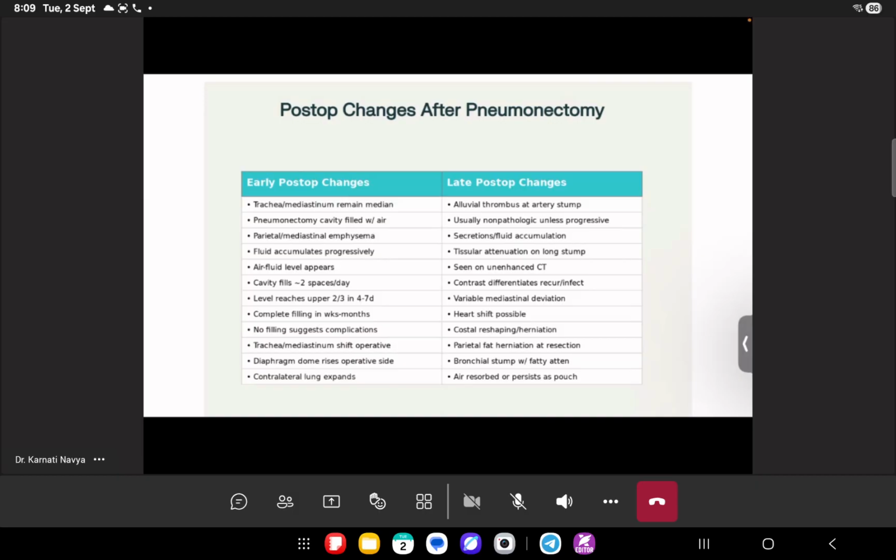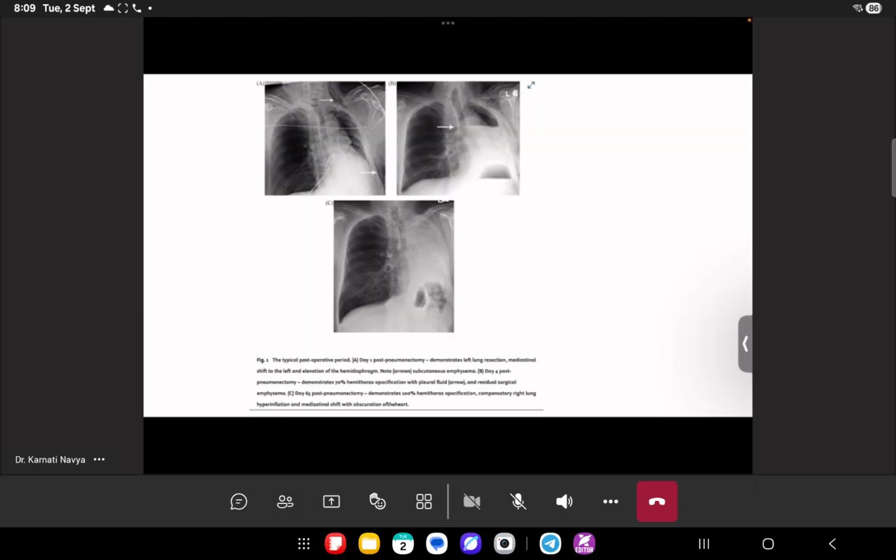Variable mediastinal deviation; a hard shift is possible toward the operative side. Costal reshaping and herniation: parietal fat herniation at the resection site and the bronchial stump with fatty attenuation. Air is absorbed or persists as a pouch.